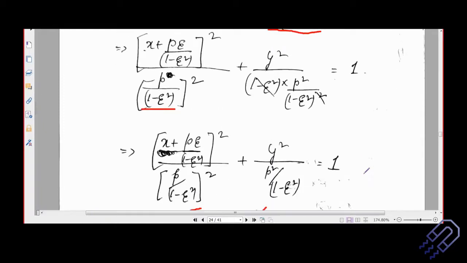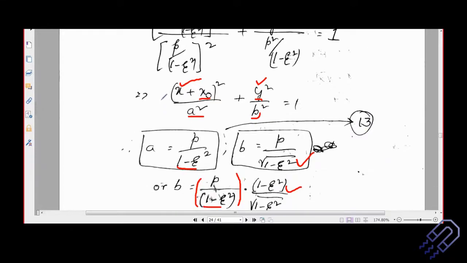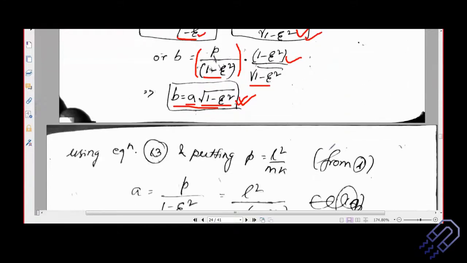If we go into the final relation of an elliptical equation, we know that it is x square by a square plus y square by b square equal to 1. If we look into the derivation, we can write b in terms of a in this form, and a is this, b is this. So let's proceed from here.